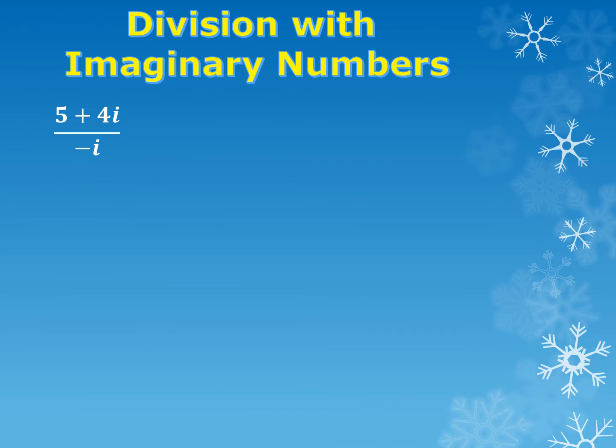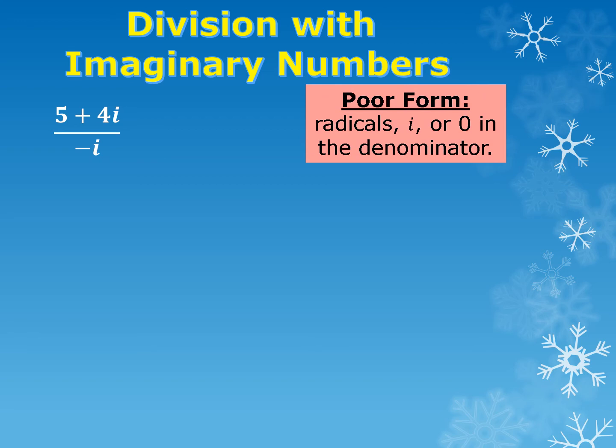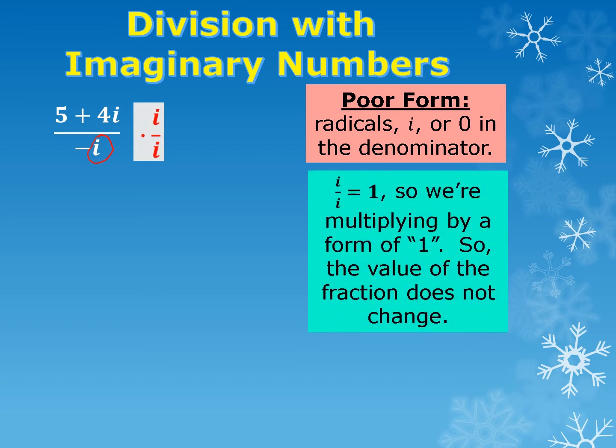Okay, let's move on, and we're going to talk about division with imaginary numbers. In this example, I have 5 plus 4i divided by negative i. Now we talked on a previous slide about how it's poor form to have a radical, an imaginary number, or a 0 in the denominator. Can't do it, can't have it. So that means I need to get rid of this i that's in the denominator. So what I'm going to do is multiply top and bottom by i.